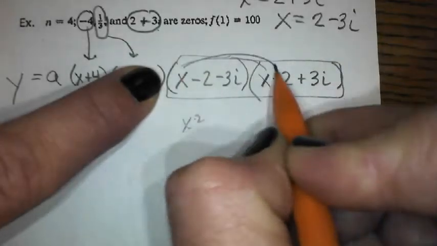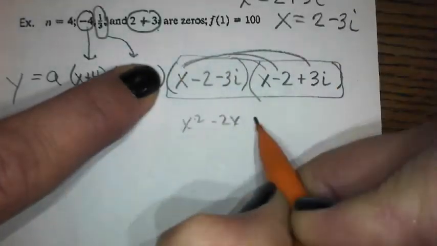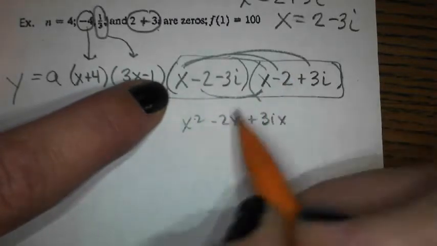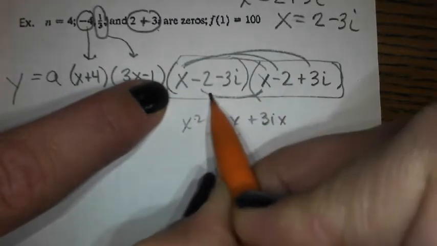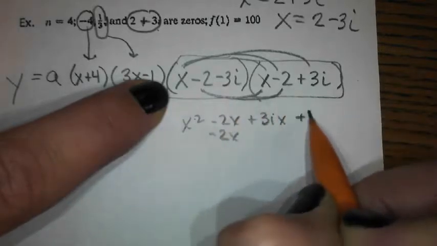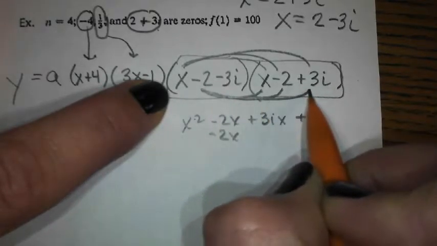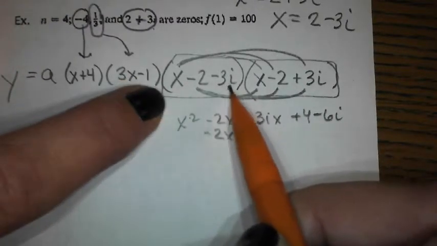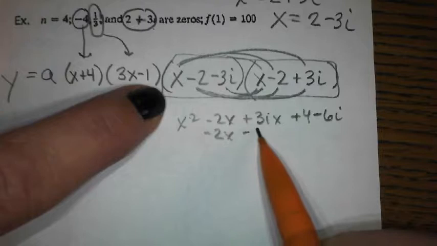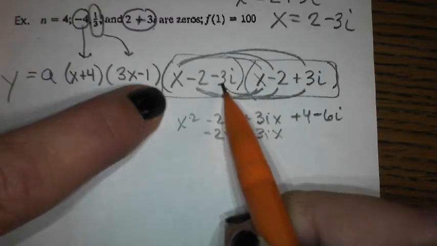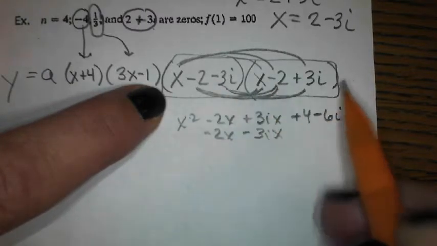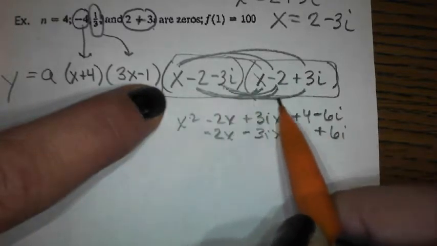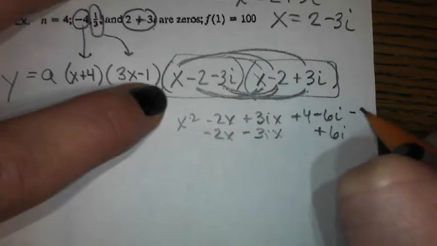X squared minus 2x plus 3ix. Move to the -2. Minus 2x more. I'm going to line it up under here. Plus 4 minus 6i. Move on to the -3i. Negative 3ix. I'm going to line it up under here. Negative 3i times -2 is plus 6i. I'm going to line it up under there. And negative 3i times positive 3i is negative 9i squared.